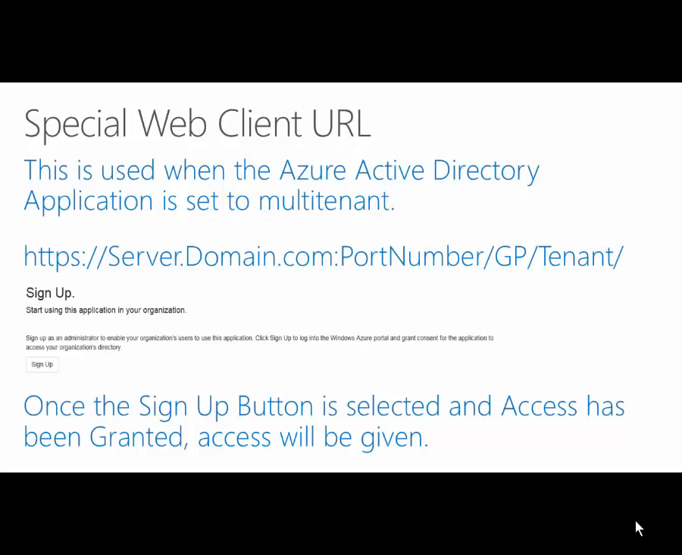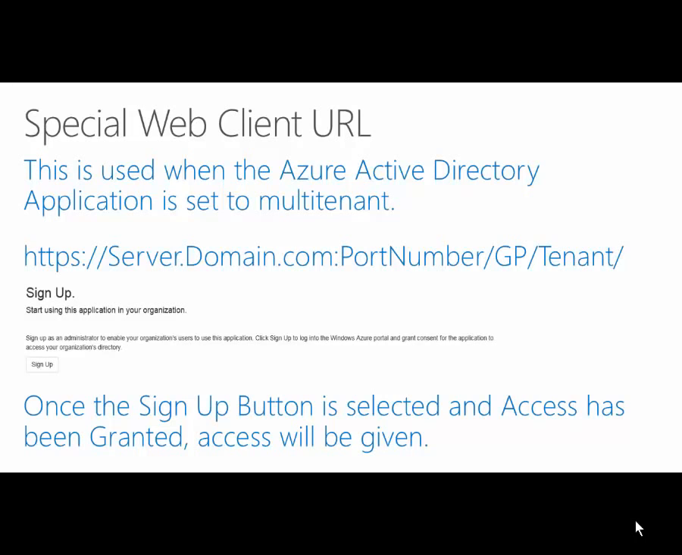That tenant is on its own Azure Active Directory, and at that point it obviously does not have that client ID set up in its application, so it's going to say, hey, I'm not sure if you have access to the client ID because I don't see it here. So in that case, you path out to your normal web client URL, but you append a /tenant on the end.